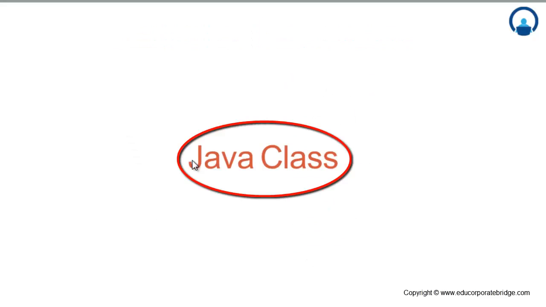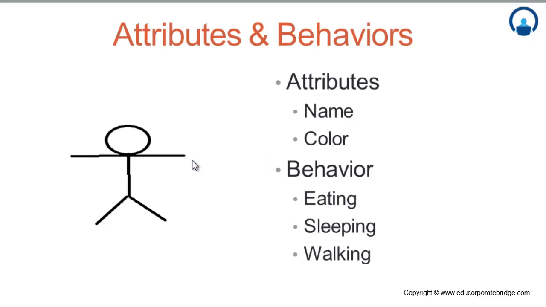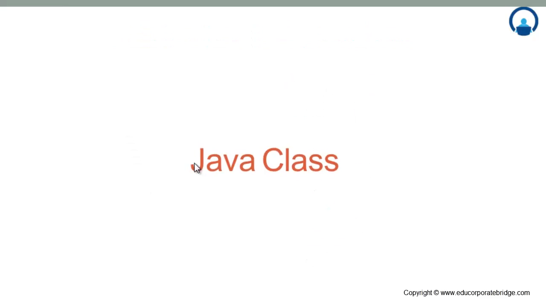And what is a Java class? A Java class is basically a template which is used to describe those attributes and behaviors which we discussed here. Suppose we have a class Human, and it will describe our attributes and behaviors. Okay, let's code it in Java.